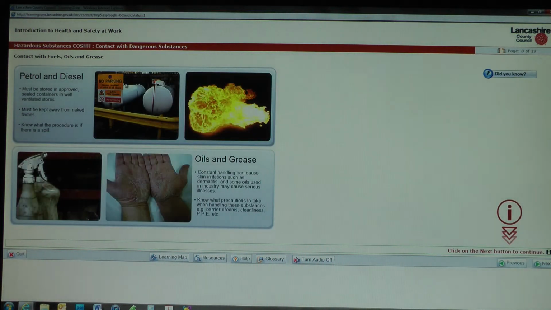Petrol and diesel must be stored in approved, sealed containers in well-ventilated stores which are kept locked. There must be no naked flames in the vicinity or when handling fuel. You must also know what to do if there is a spillage.